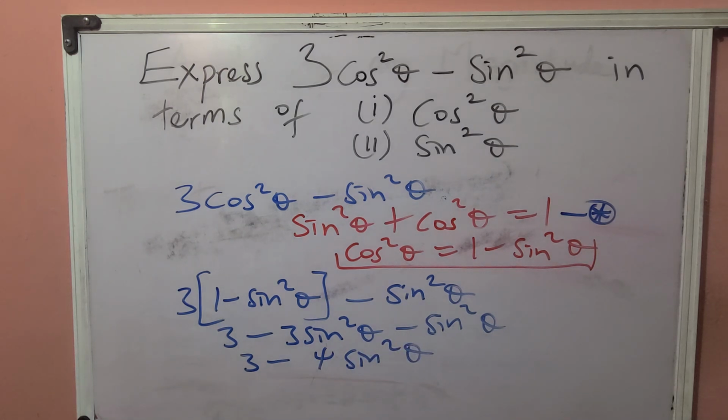So this brings me to my final answer. You can see that in this particular expression now, we don't have cos squared theta at all. All we are having is sine squared theta.